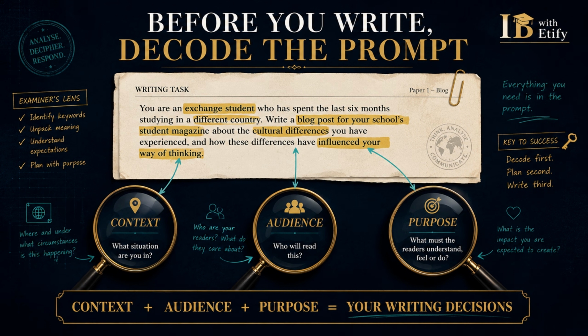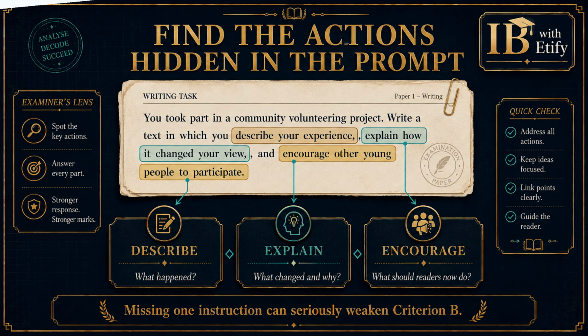Context means the situation in which you are writing. Audience means exactly who is expected to read your text. Purpose means what you want that audience to think, understand, feel, or do after reading it. Then identify the actions demanded by the question. A typical IB-style prompt does not merely say, "Write about volunteering." It places you in a situation and asks you to perform several communicative actions.